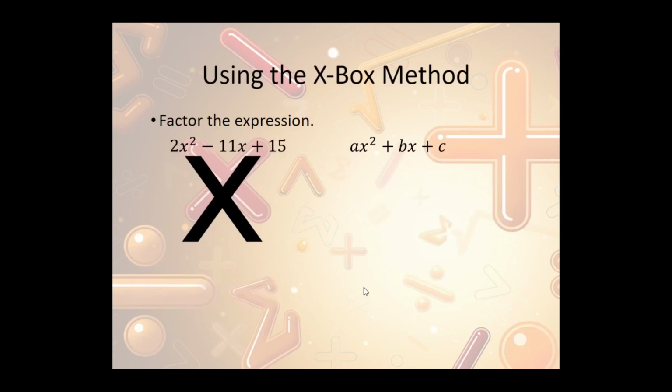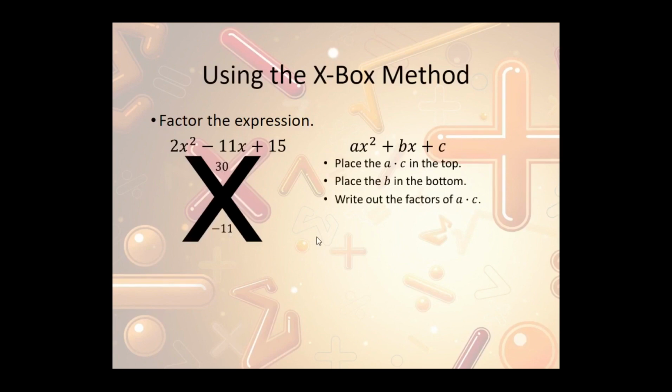Let's look at another example. We have 2x squared minus 11x plus 15. So again, put a times c in the top. So a times c is 2 times 15 is 30. And put b in the bottom, which is negative 11. So we need two numbers that multiply to get 30 and add to get negative 11.